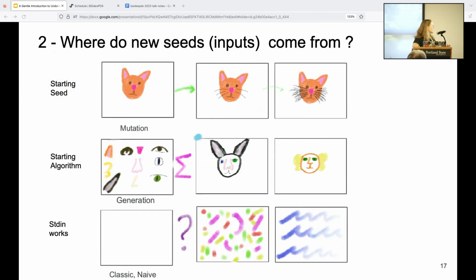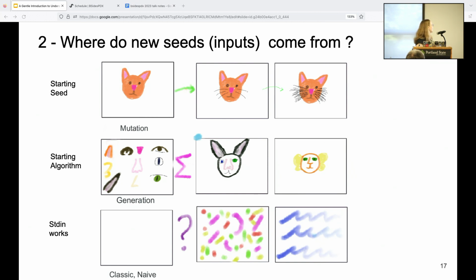So the next question is, where do you get your new inputs? What's the engine that drives finding those things? I'm going to break down 3 big ideas. A lot of these can be sophisticated, and there are a lot of hybrids. This is a big part of a fuzzer, so I'm going to make it look really simplistic because it's 3:30.